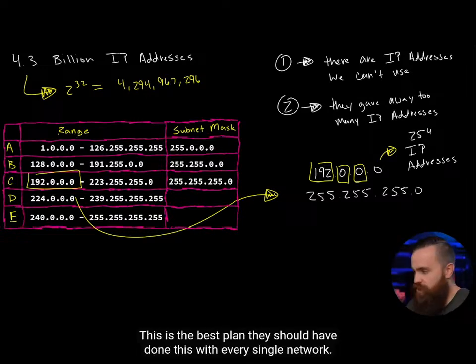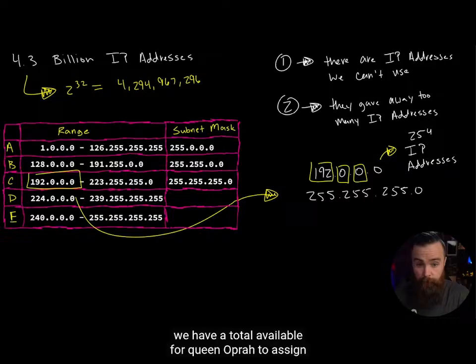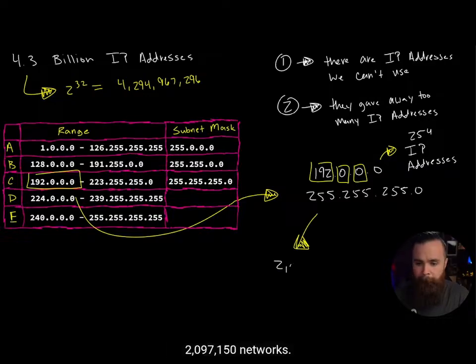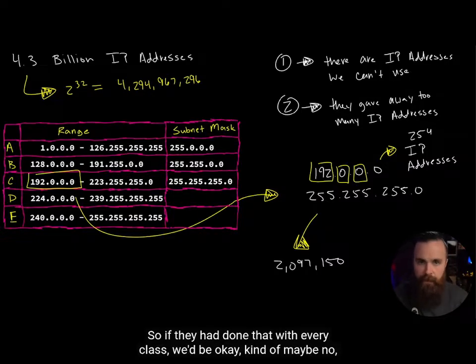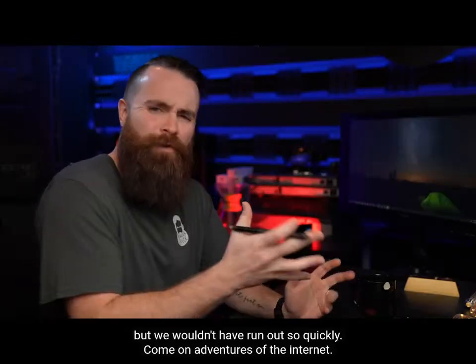This is the best plan. They should have done this with every single network because with Class C networks, we have a total available for IANA to assign of 2,097,150 networks. So if they had done that with every class, we'd be okay. Kind of, maybe. No, we wouldn't. We have a different solution for that because eventually we would have run out. But we wouldn't have run out so quickly.